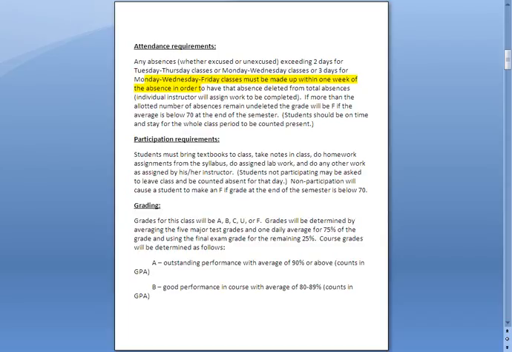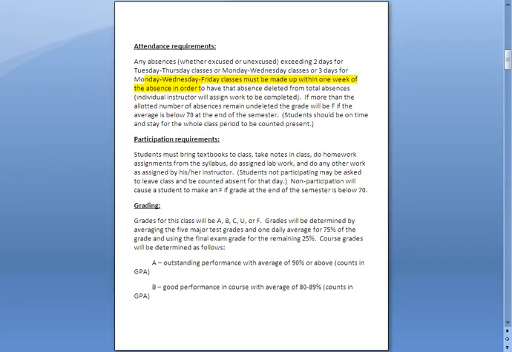Okay, grading for this class. The final grade in this class, you can make A, B, C, U, or an F. The grades will be determined by averaging 5 major test grades and 1 daily average, which is going to be 75% of your grade. And then that's going to be a final exam. That's going to be 25% of your grade.